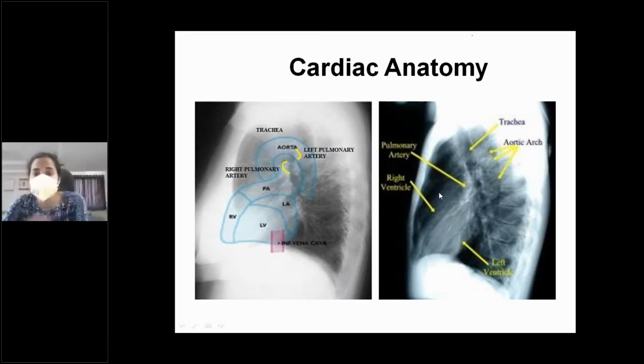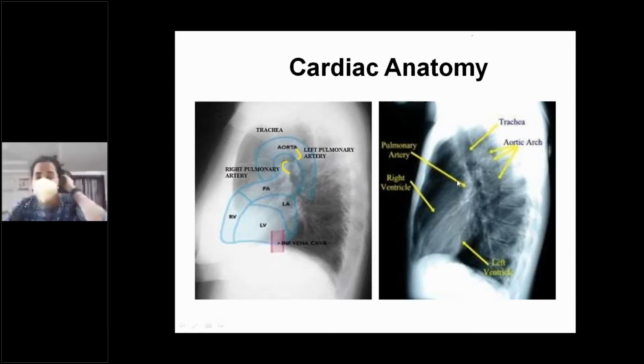This is the same thing that I've already told you. This is the pulmonary artery, and then you have the right ventricle forming the anterior border. Similarly here, this is the right ventricle that is forming the anterior border. The left ventricle and the left atrium together form the posterior border. This is the trachea here, and just posteriorly will be the esophagus. And then this is the aorta, the arch of the aorta, if you can appreciate. This is very clearly seen here.